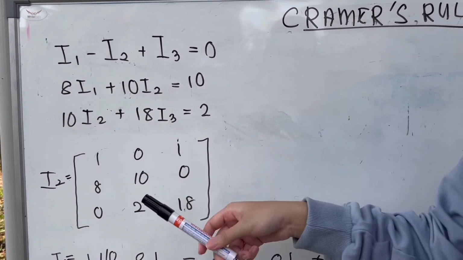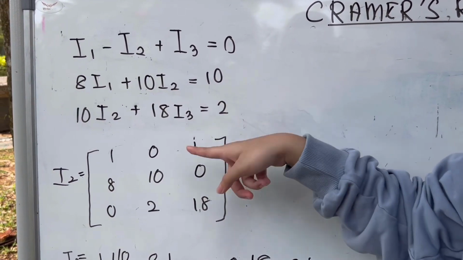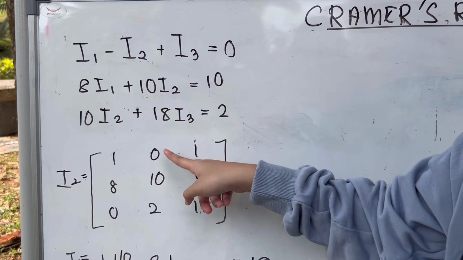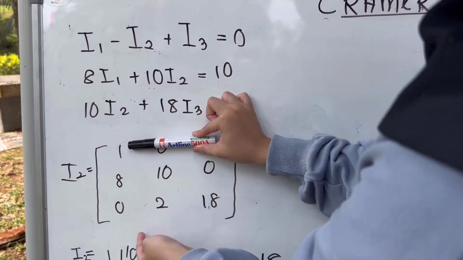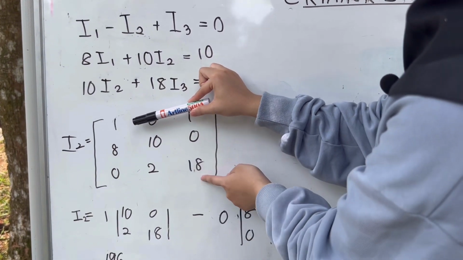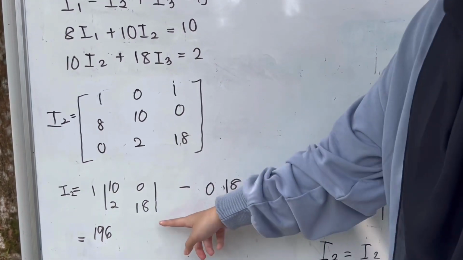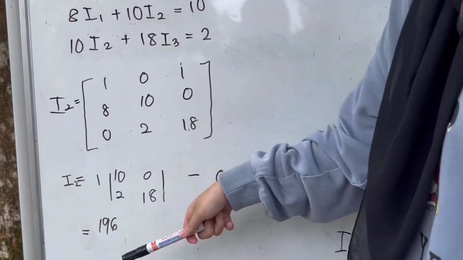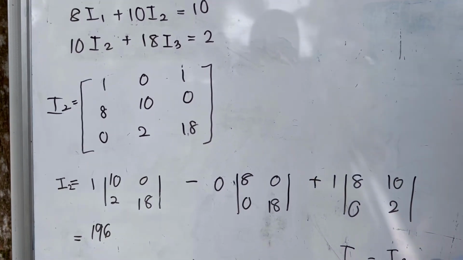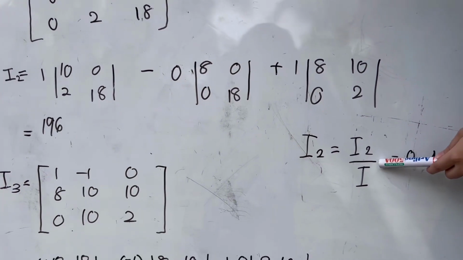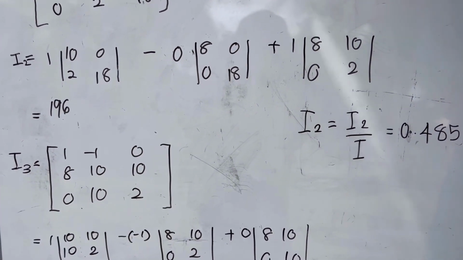So for I2, we replace with the equation column in the y column. And then close this and this, we will get 10, 2, 0, 18. I put it here. And also do the same thing and multiply it and you get the answer for I2. And to get I2, divide by the determinant, and you will get this answer.